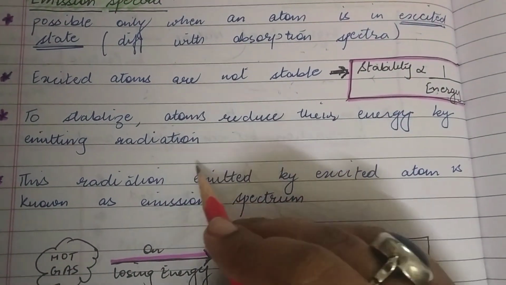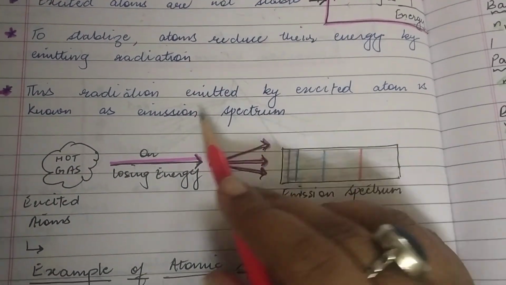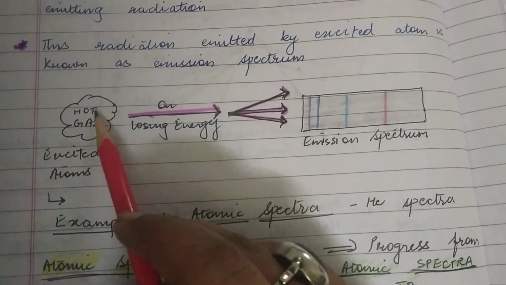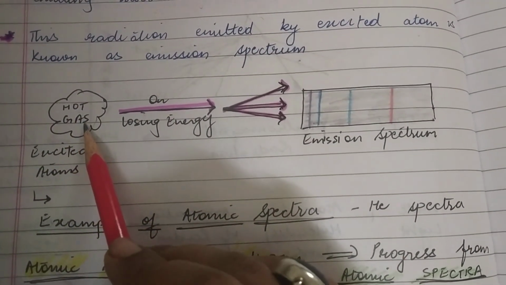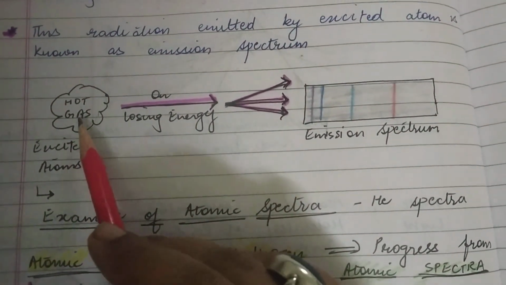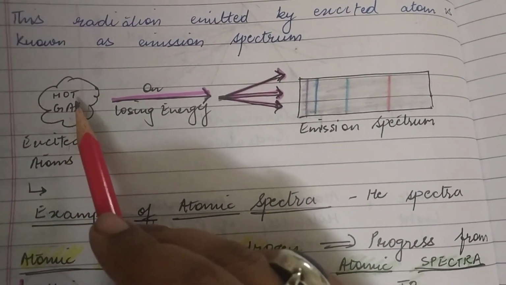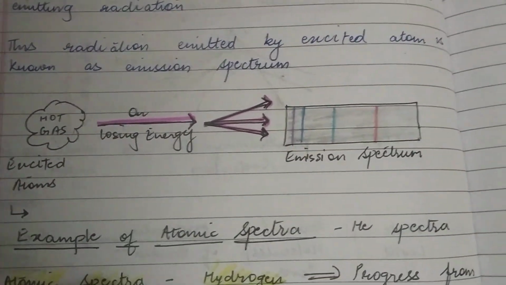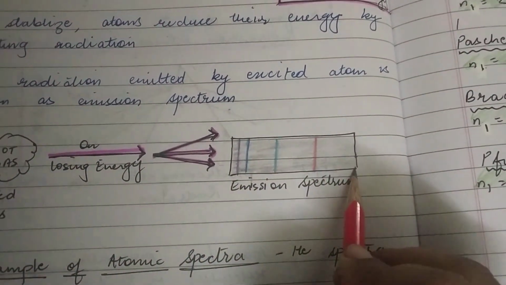So extra energy is lost in the form of radiation, and this radiation is emitted by an excited atom, and the emitted radiation is known as the emission spectrum. So here we see, in contrast to the absorption spectra where we had taken the cold gas, here it is the hot gas. Why hot gas? Because we have given heat energy to it, it has absorbed energy and it has gone into the excited state. Hot gas has excited atoms. These excited atoms will lose some energy to come back to the ground state to attain stability, and this energy that is lost or emitted will result in the formation of the emission spectra.